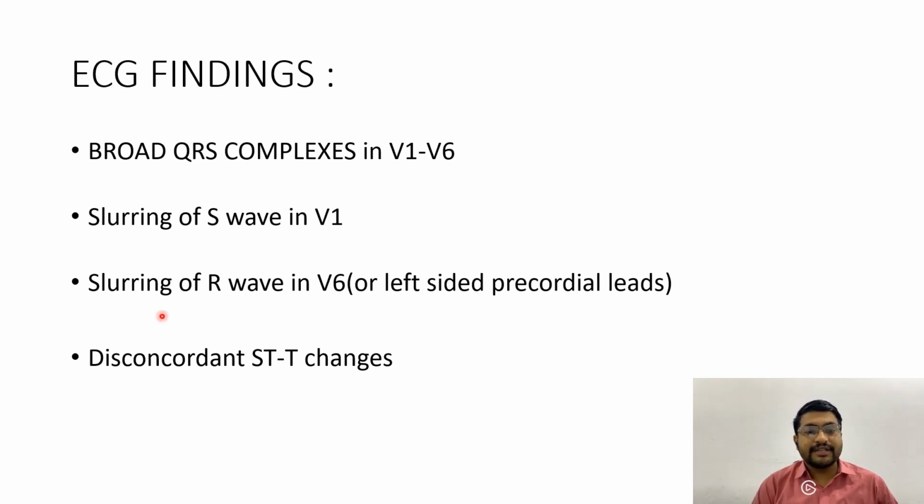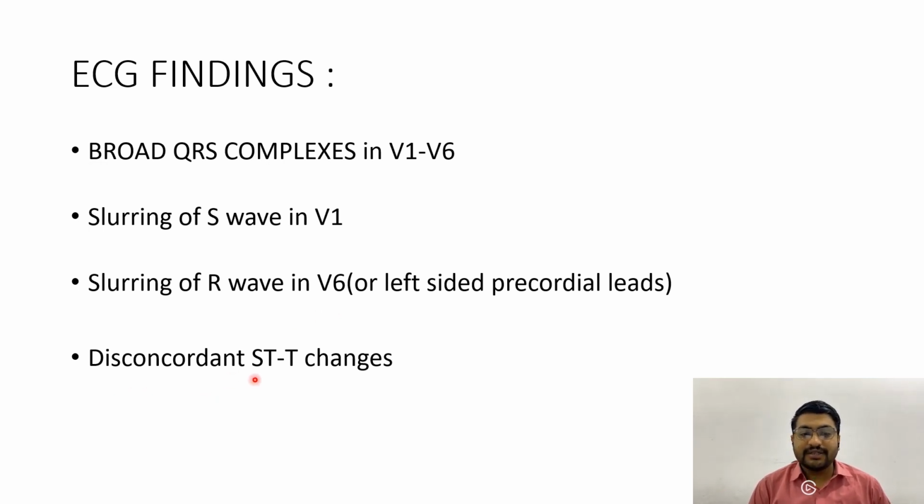Alright, similarly, slurring of the R wave in V6 or the left-sided precordial leads. What are left-sided precordial leads? V5, V6, and if we go a little higher, there is the high lateral area of the heart, which is represented by lead 1 and lead AVL. So we can see slurring of the R wave in V6, lead 1 and lead AVL.